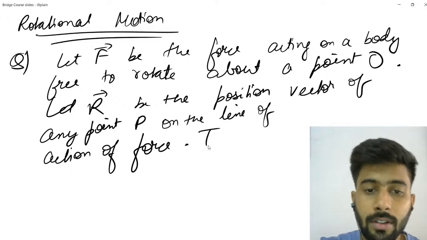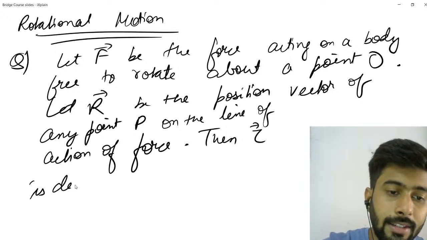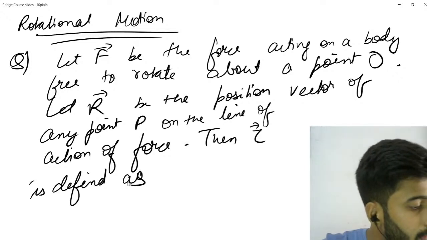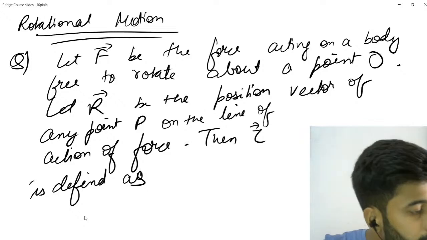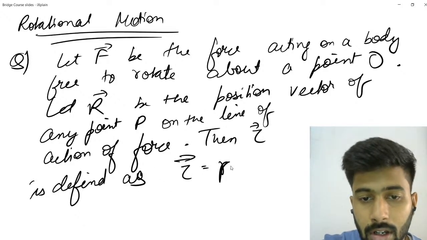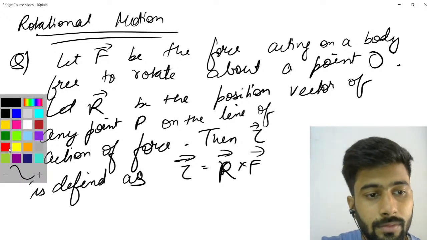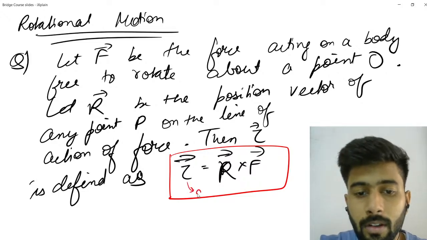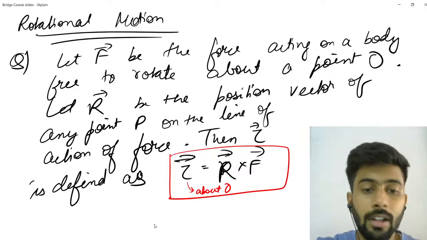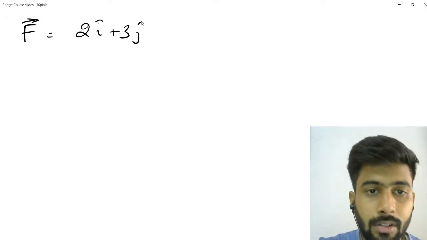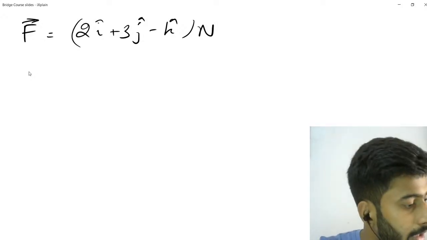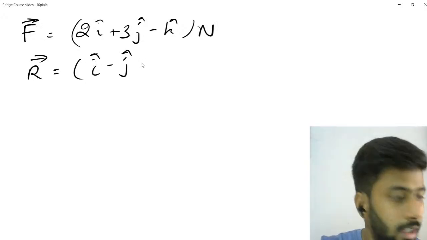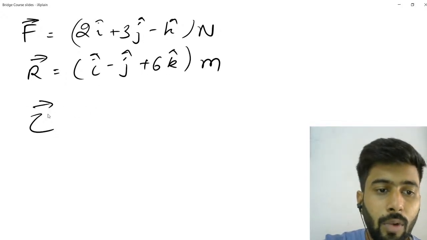Then torque of this force is defined as R bar cross F bar. Okay. And this torque is about O. Torque about O is defined as, right? Now, after all this information, they have given you the force vector. They have told you that the force vector is 2i plus 3j minus k newtons. And they have told you that R bar is i minus j plus 6k meters. Then they are asking you what is the torque.